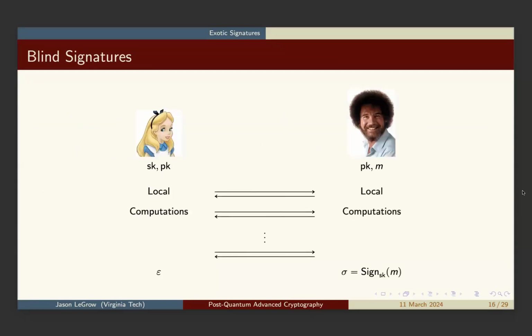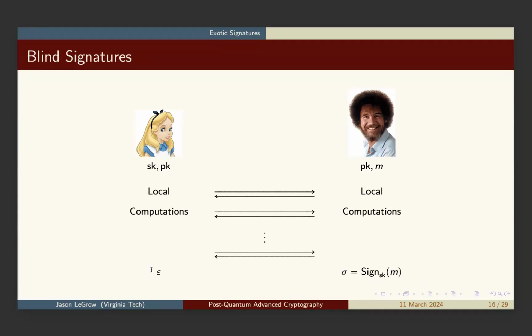Generically, this is what a blind signature looks like. I expect you to learn very little from this diagram, but there's one really important thing at the end. Alice has a secret key and a public key, a signing key and a verification key. Bob only knows the public key, and he has a message that he wants signed using Alice's secret key. They're going to do some local computations and exchange some messages, some number of rounds of messages. And at the end of the day, the important thing is that Bob learns the signature on the message.